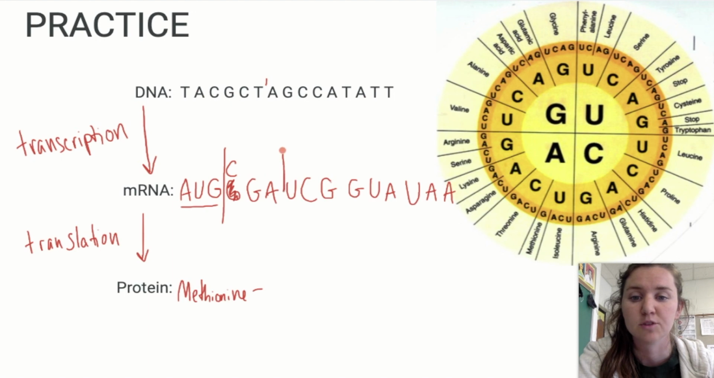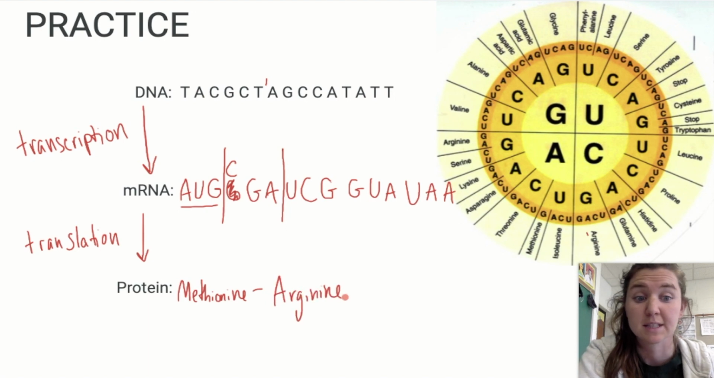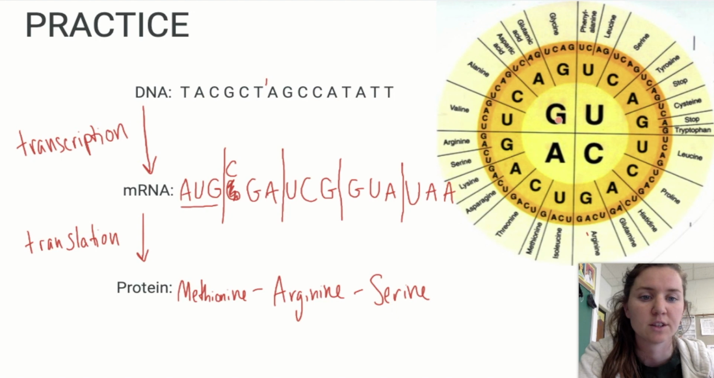Next, CGA, I'm going to draw another line to help me. That's my next codon. So I find C in the middle and I work my way out. C to G to A, that's arginine. So I would write that next. These are the names of amino acids in our body. All right, next one, UCG. So I come over here, U, out to C, out to G, that's serine. Then GUA, let's try it. Find G, U, A, valine.